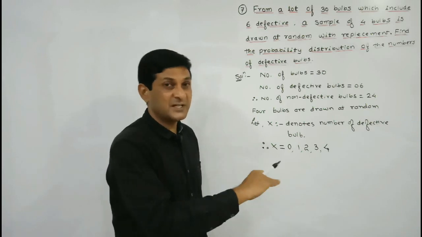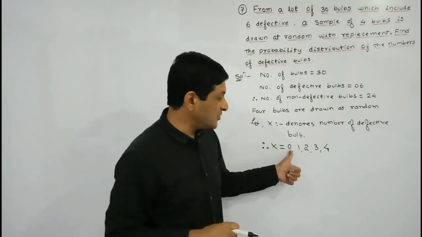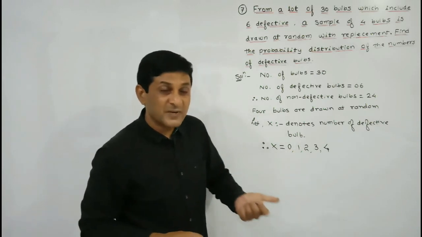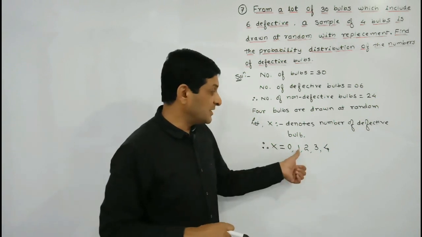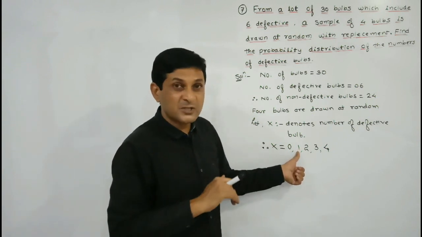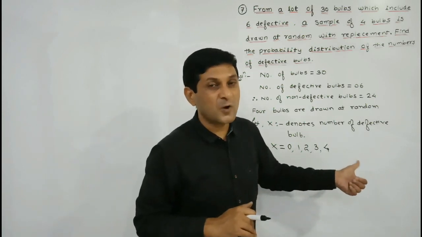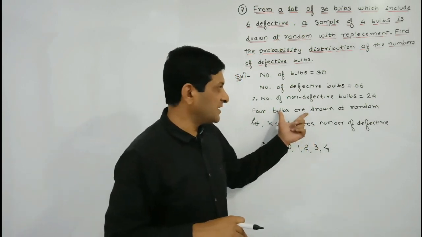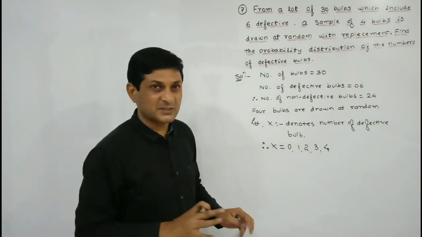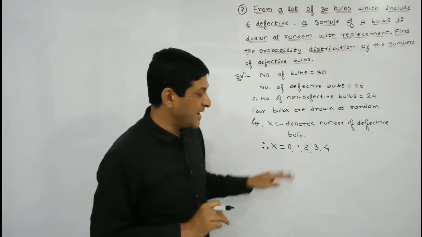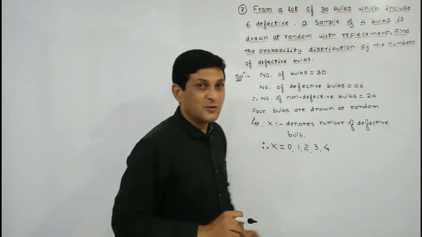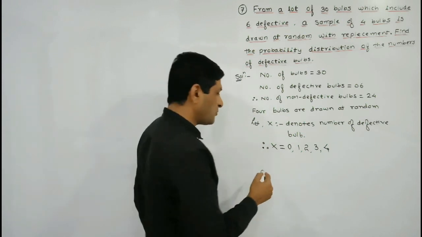So these are different cases. That's why we are getting values of x is equal to 0, means no defective bulb is drawn. So 1 means what? 1 defective bulb is drawn, or 2 defective bulbs are drawn, or 3 defective bulbs are drawn, और जो 4 बल्ब ड्रॉन किए थे वो चारों के चारों भी डिफेक्टिव हो सकते हैं. Now we have got here 5 values of x. For these 5 values of x we are now trying to find out probability.